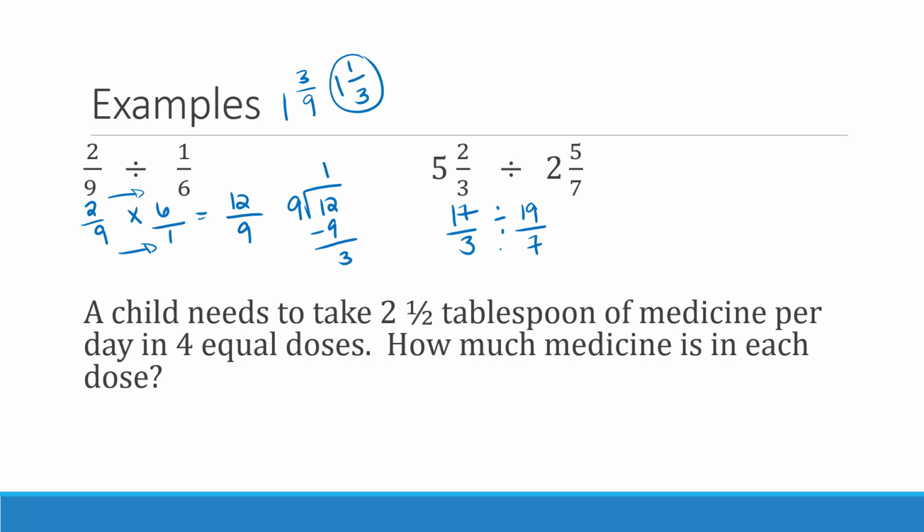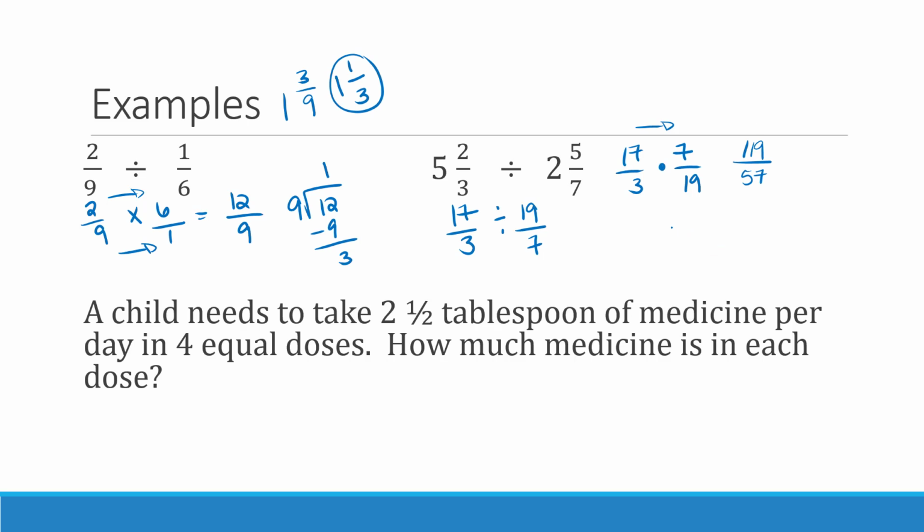Now that I've got them both written as improper fractions, I'm going to rewrite my division as 17/3 times 7/19. Now that I've flipped it, I'm going to multiply straight across. So if we do 17 times 7, that's going to give you 119. 3 times 19 is going to give you 57.